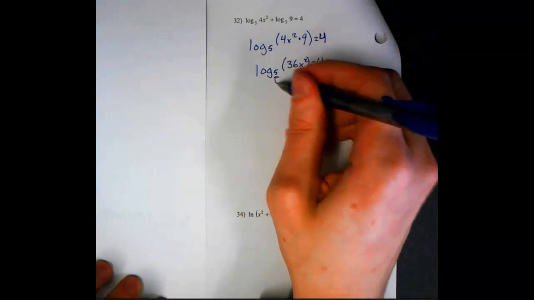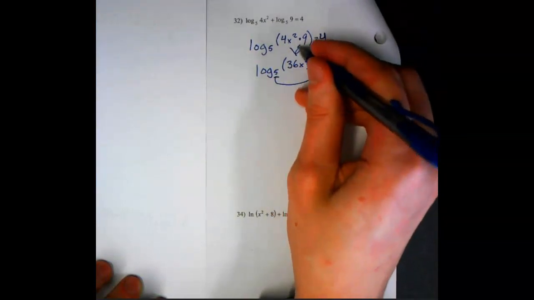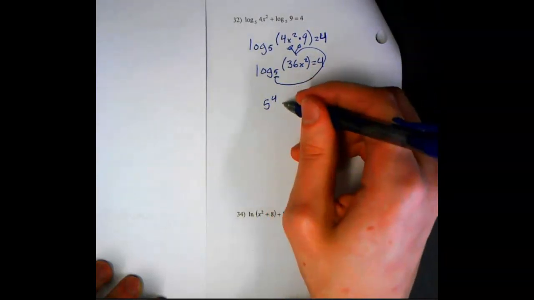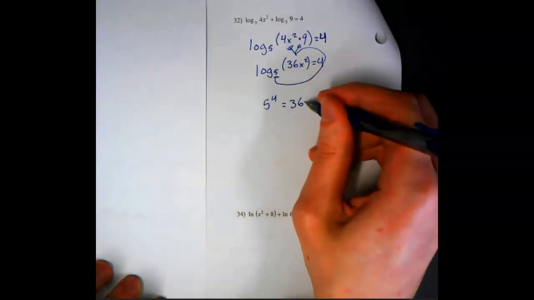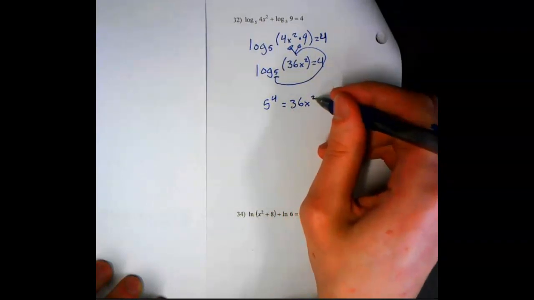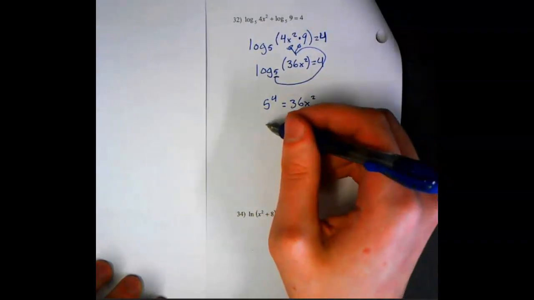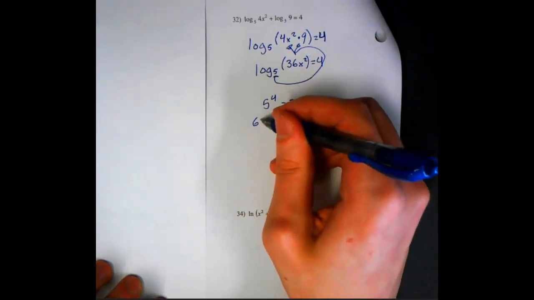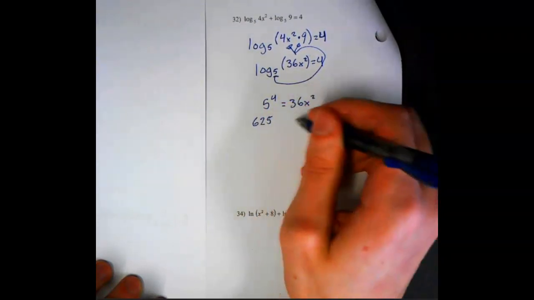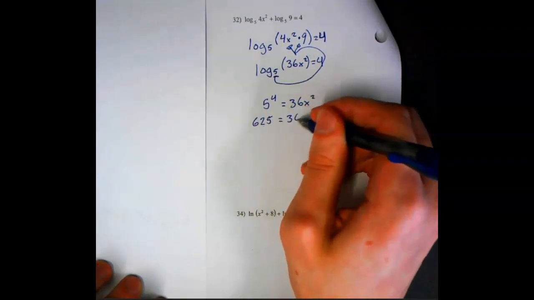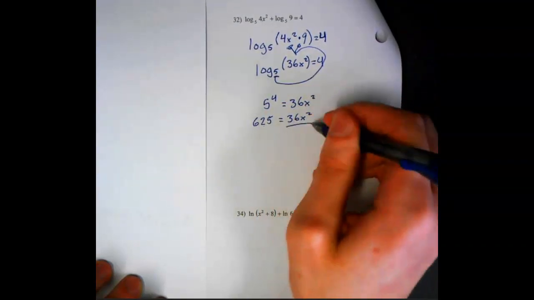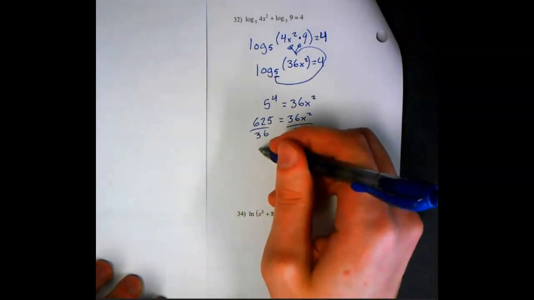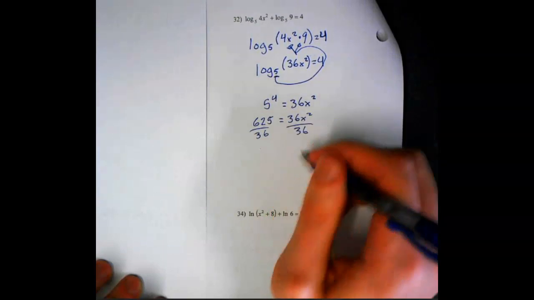We can do that snail method, and we'll have 5 to the 4th equals 36x squared. 5 to the 4th is going to be 625. We'll divide by 36 for both sides. And you can just leave it as that.